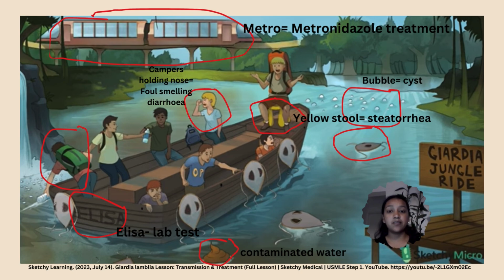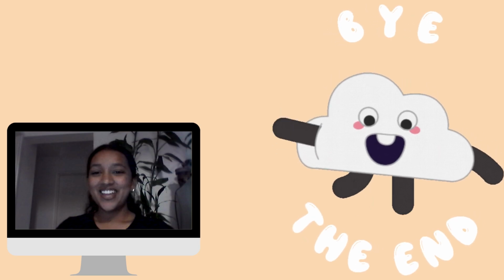Next, how it is diagnosed in the laboratory. When you see the boat's name, ELISA, a lab test can be done to detect the Giardia antigen. At the back, you can see a metro, which could indicate the metronidazole treatment. The bubbles would indicate cysts, and this could also indicate that the cyst is the mode in which the infection starts. We have reached the end of the video.